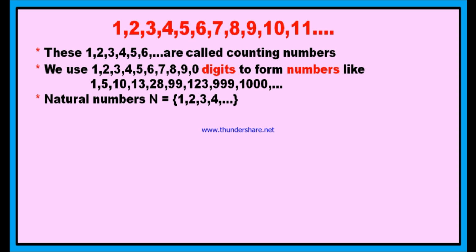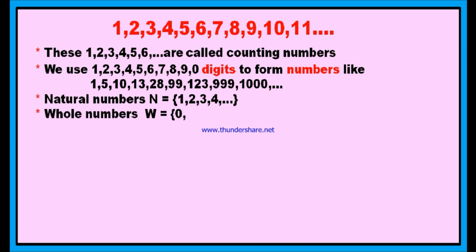For example, if you add 1 to 1, you will get 2. If you add 1 to 2, you will get 3. If you add 1 to 3, you will get 4. If you add 1 to 4, you will get 5. And so on, you can write all these natural numbers. Since N is the first letter in the word natural numbers, these natural numbers are denoted by the letter N.